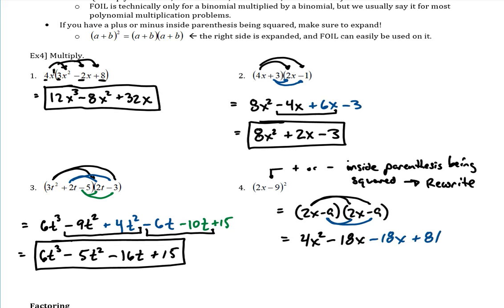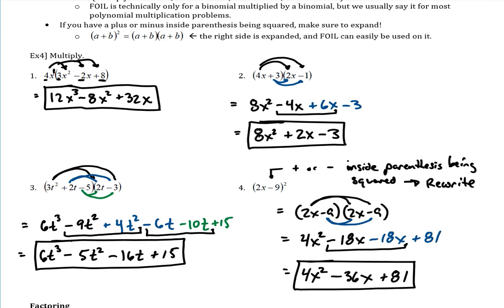All right, and then our last step is to combine like terms, which are right in the middle. 4x squared goes first. -18x minus 18x would be minus 36x. And then plus 81 has no other like term it combines with, so it's just written afterwards, just like that. Okay, so that's how we can multiply. So no matter how many terms they throw at you, it's all following a similar pattern.